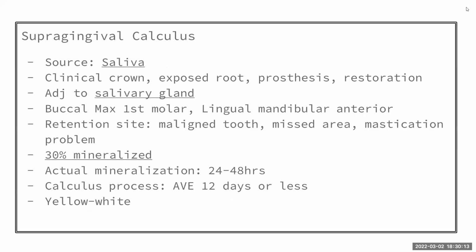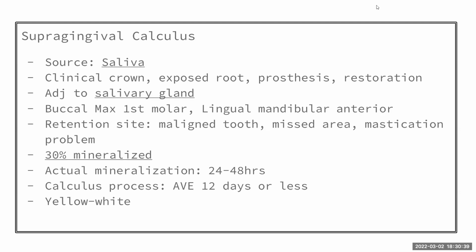So supragingival calculus, the source is saliva. Okay, the formation source is saliva. You've got your crown, any exposed roots, any prosthesis in your mouth, and restorations. All right, it is heavier in areas adjacent to the salivary gland. So that is your Stenson's duct and your sublingual caruncle.